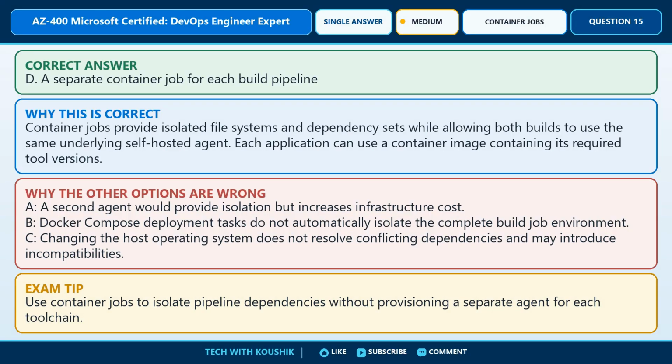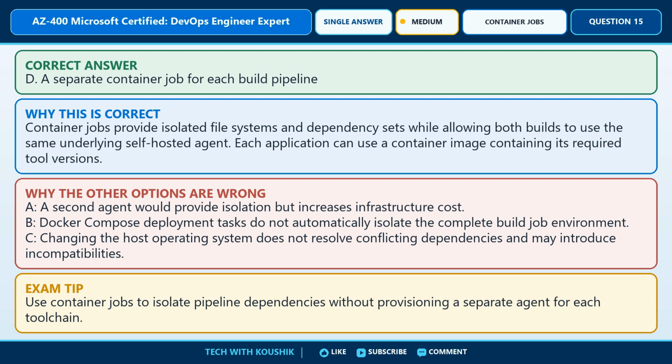The correct answer is option D, a separate container job for each build pipeline. Here's why. Container jobs provide isolated file systems and dependency sets while allowing both builds to use the same underlying self-hosted agent. Each application can use a container image containing its required tool versions.